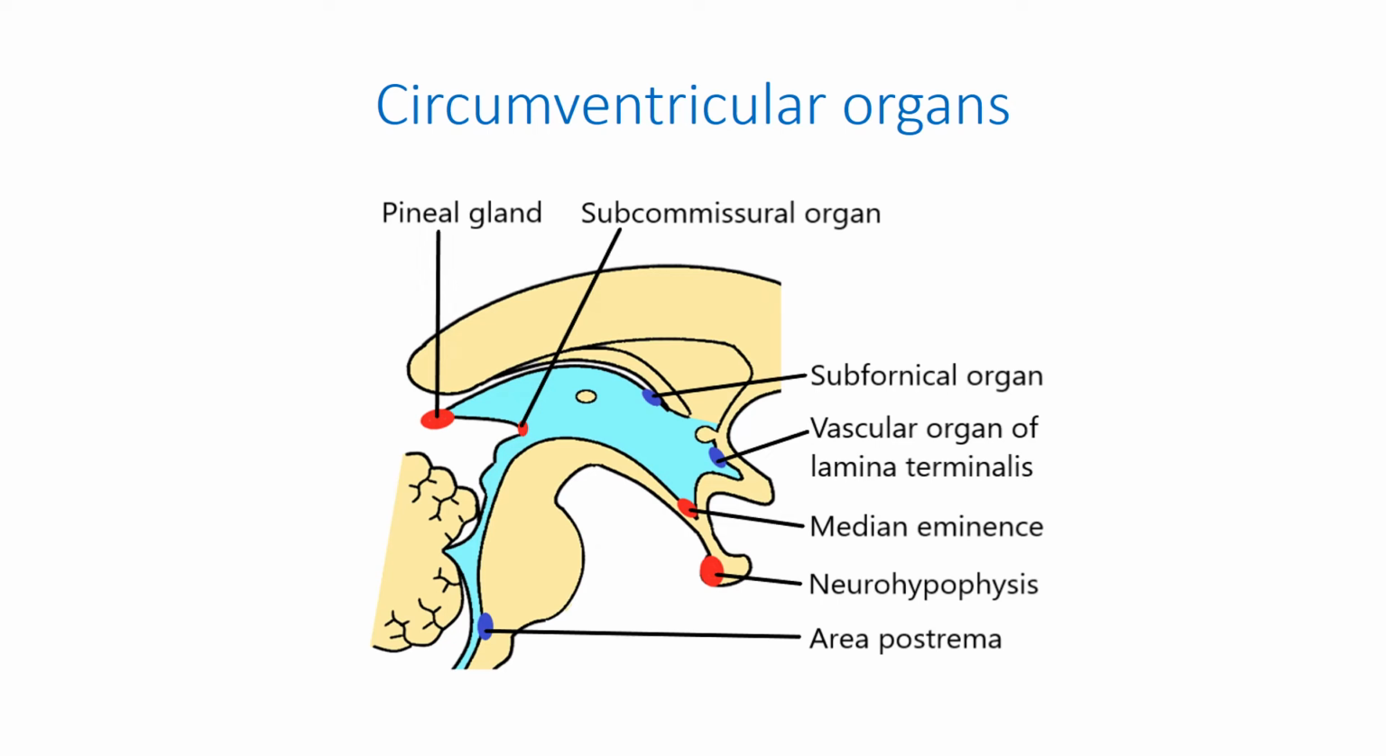Circumventricular organs are divided into sensory, that sense plasma molecules and pass that information to other regions of the brain, and secretory, that secrete hormones and glycoproteins into the blood. The subfornical organ, the vascular organ of the lamina terminalis, and the area postrema are sensory, whereas the pineal gland, median eminence, neurohypophysis, and the subcommissural organ are secretory circumventricular organs.